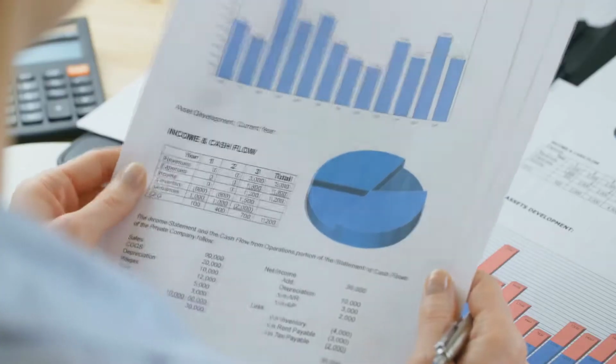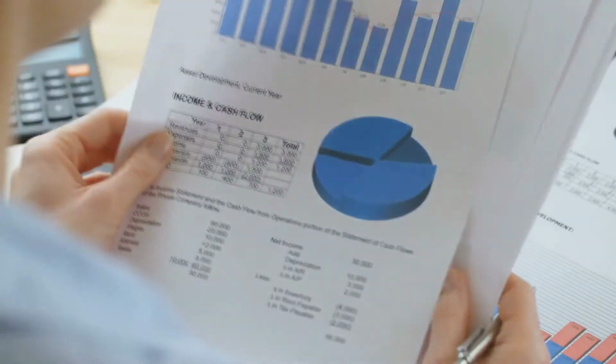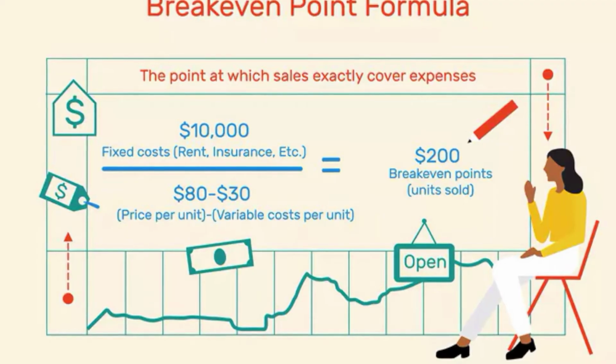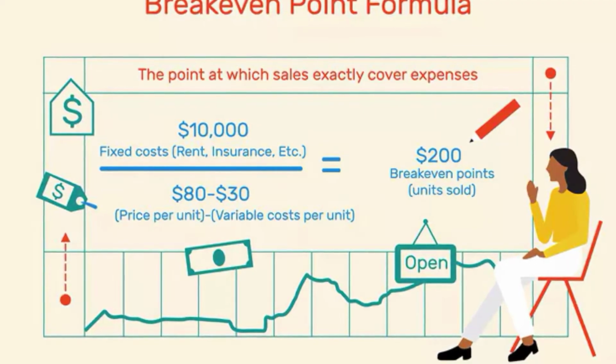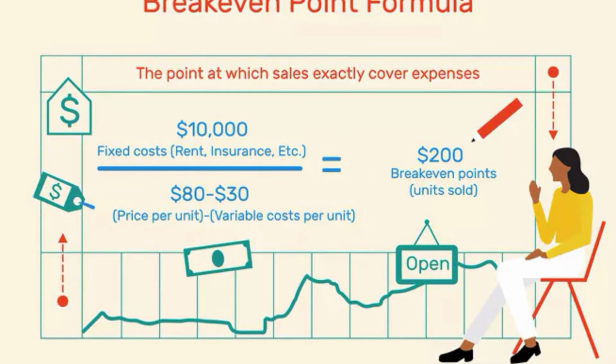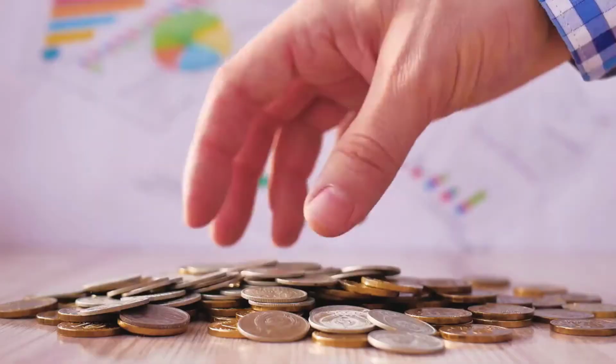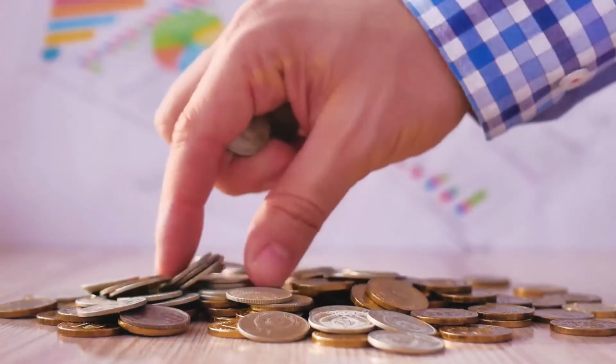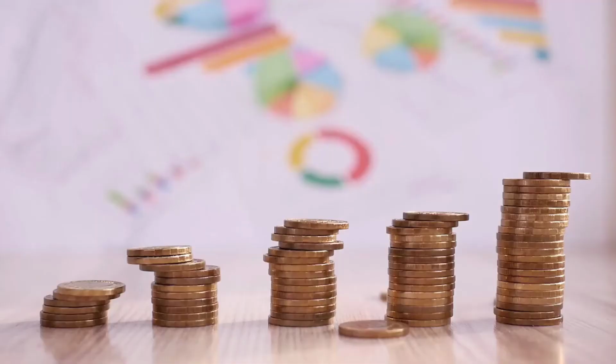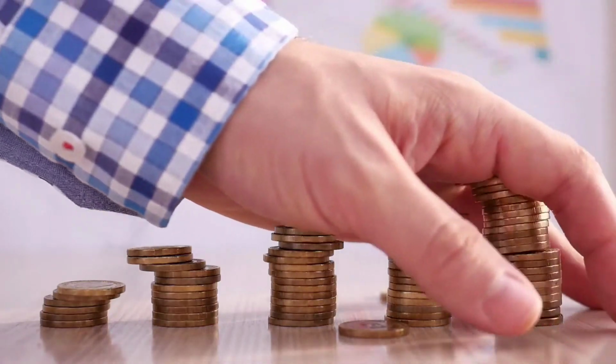The denominator of the equation, price minus variable costs, is called the contribution margin. After unit variable costs are deducted from the price, whatever is left, the contribution margin, is available to pay the company's fixed costs. An example of finding the break-even point.